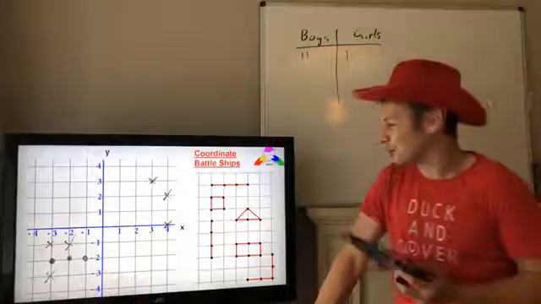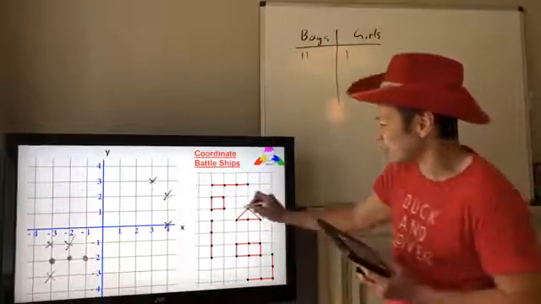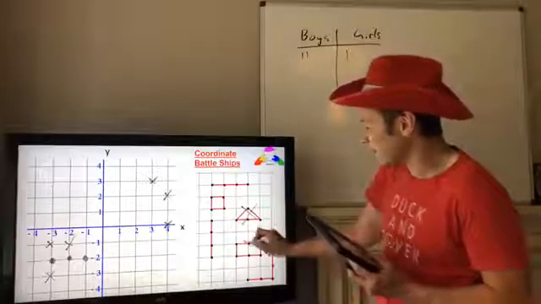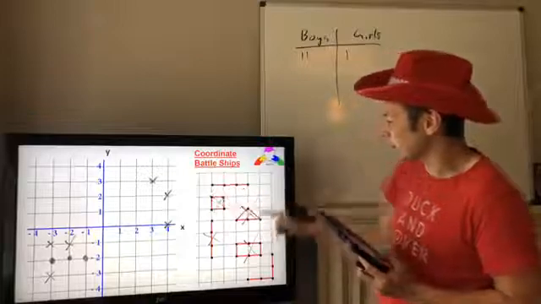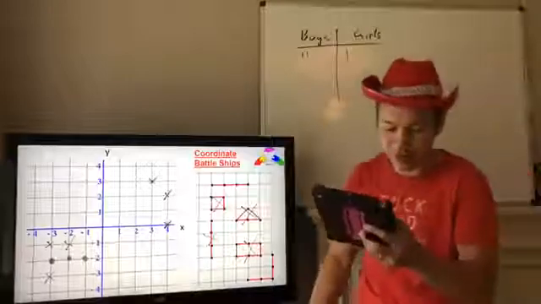Back to the girls. What shape could it be? So it can't be the triangle. Good thinking. It can't be the rectangle. Definitely can't be that one, can it? It's not the square, so it's one of those 2 shapes. Girls, back to you.